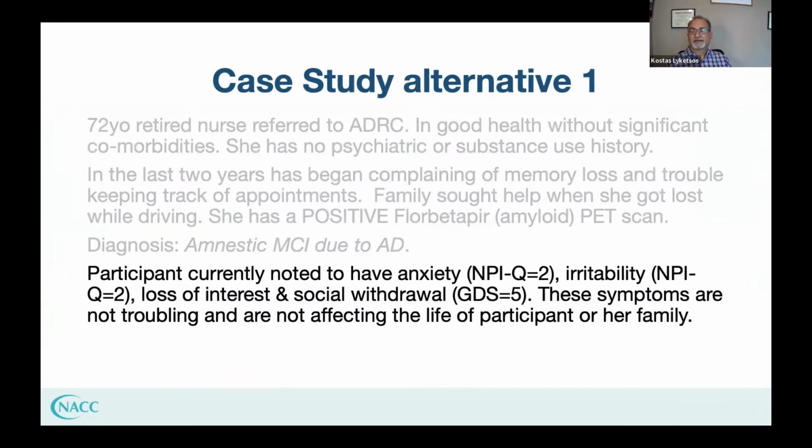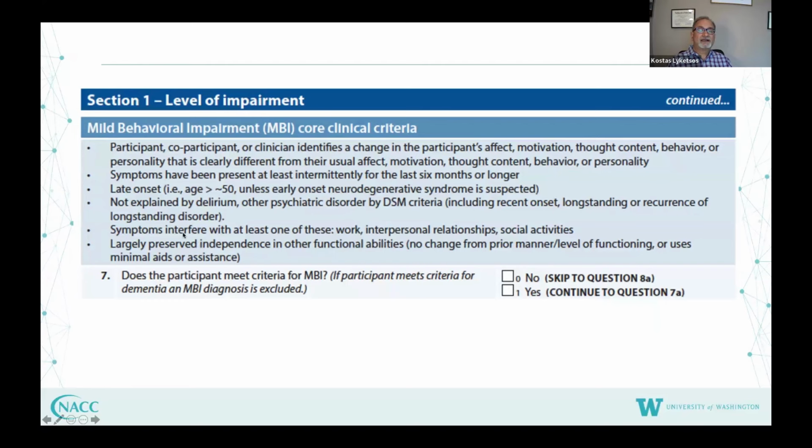Let's vary the ending. So she has the same level of symptoms, but these symptoms are not troubling and not affecting the life of the participant or her family. So in this case, they do not interfere with at least one of these. So she's got symptoms, they don't interfere, and so she does not have MBI.